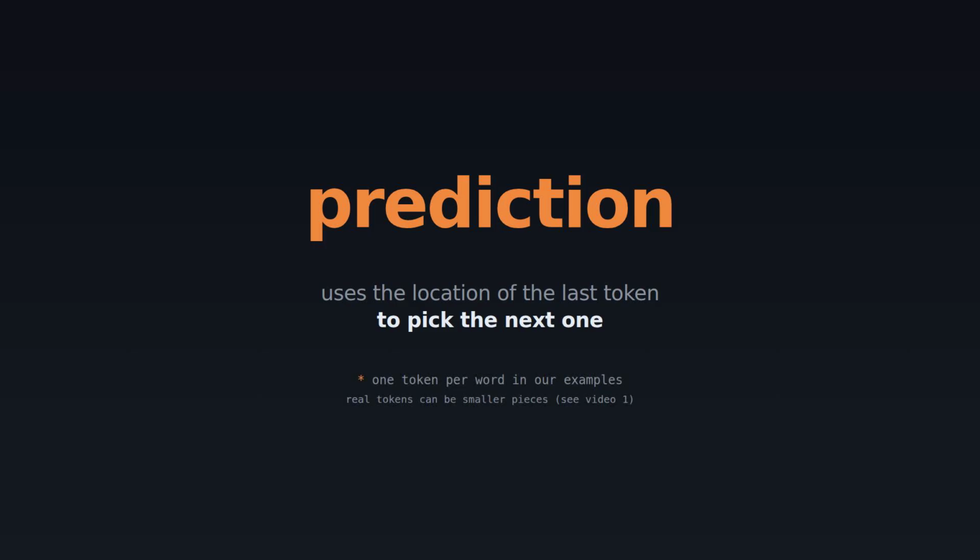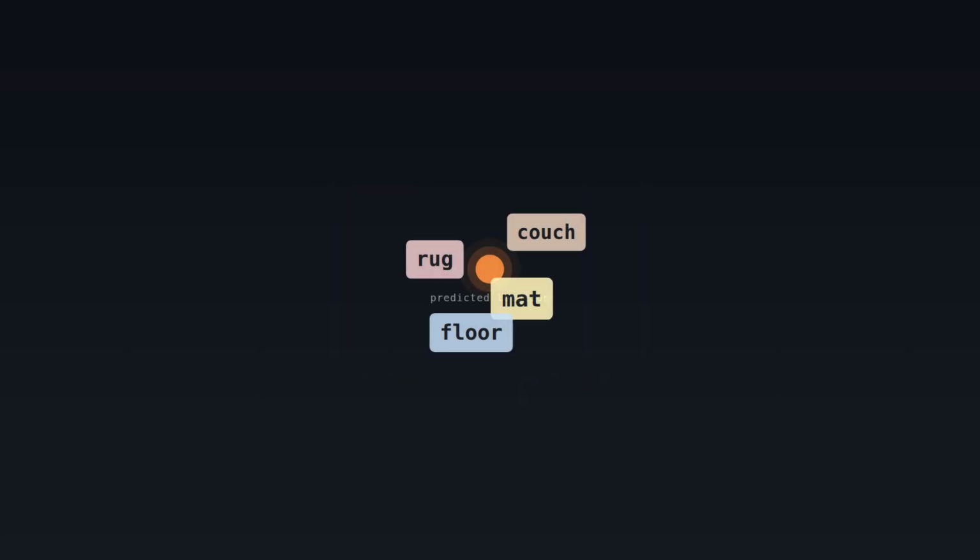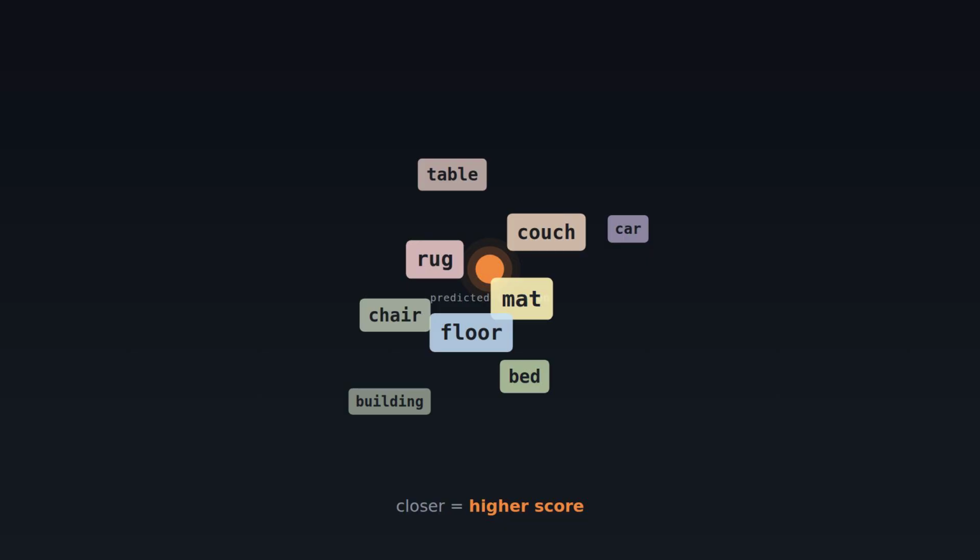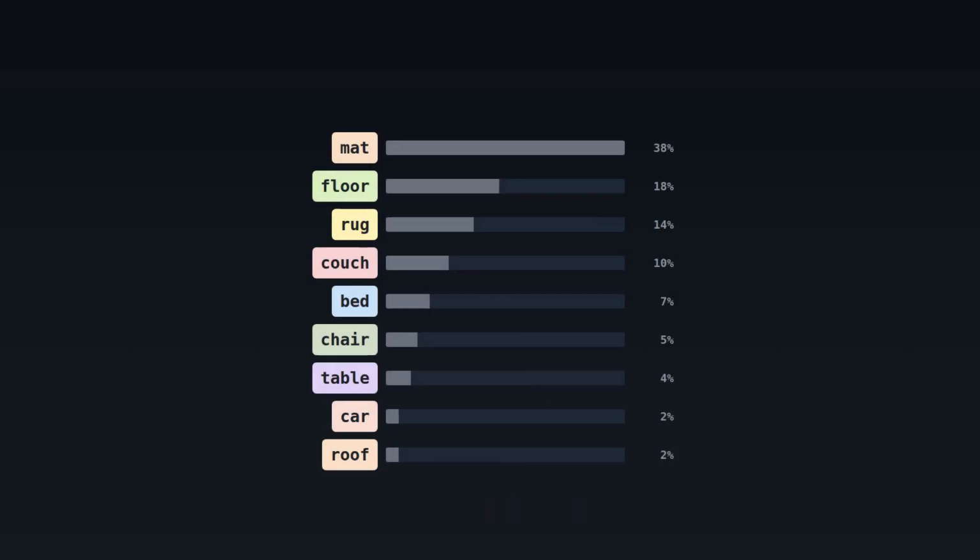We're showing one token per word for clarity, though as we saw in the first video, real tokens can be smaller pieces. Every possible next token, tens of thousands of them, has its own location. The model compares the last token's location to all of them and ranks them by how similar they are. The more similar the candidate, the higher its score. The model turns these scores into probabilities.